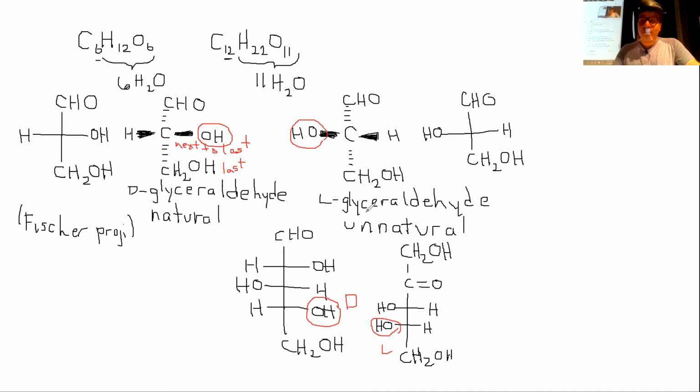And you always do it regardless of whatever else is going on in the molecule. You just hone right in on that next to last, that penultimate OH, and that will tell you whether you're looking at a D sugar or an L sugar. And in all cases, the enantiomer of a D sugar will be an L sugar, the enantiomer of an L sugar will be a D sugar. No exceptions. That will always be true, whether it's 3 carbons or 6 carbons or 60 carbons.